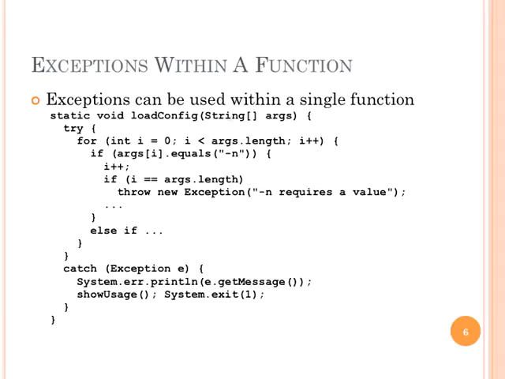You can use exceptions in a single function. This is a very uncommon way to use exception handling. But I find that it's very useful when you're trying to process command line arguments in a language that doesn't have gotos, like Java. Goto, I believe, is a reserved keyword, but it's not in here.